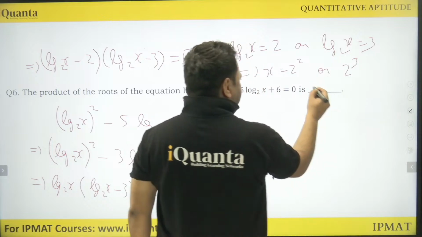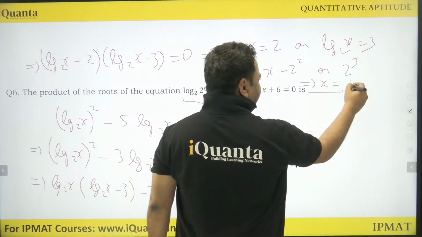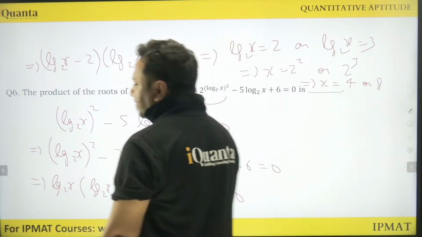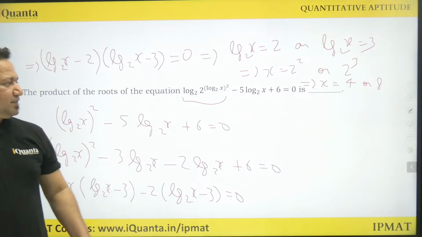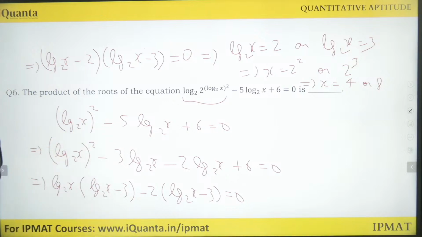So x can be 4 or 8. We need to find the product of all the roots. 4 multiplied by 8. The answer is 32. Clear? We got the two roots, that is 4 and 8.